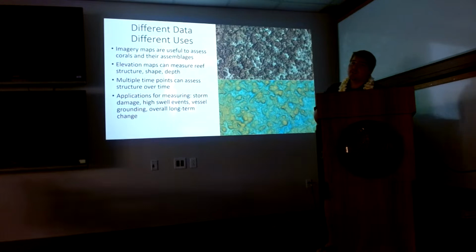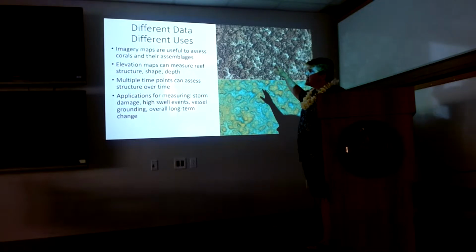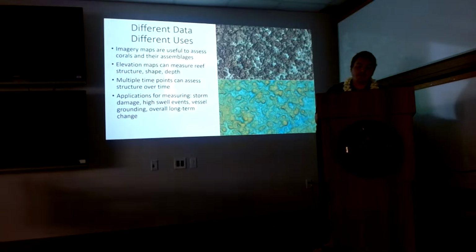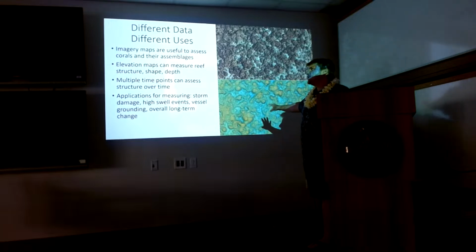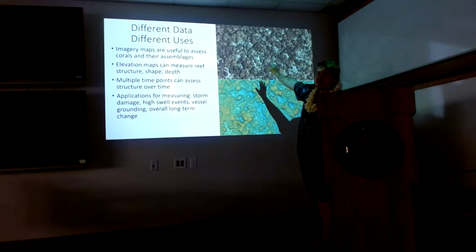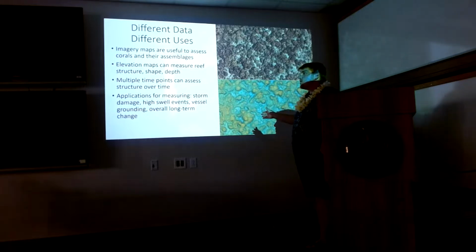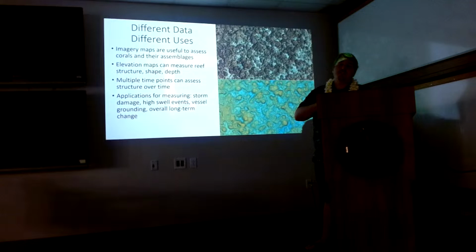So different types of data that we collect from this have different uses. Like I've been saying for the first part of this, mosaics are really good for looking at corals, their assemblages, where they are on reefs, and tracking things like coral cover. The elevation maps are really good for assessing structure. This elevation map corresponds to this mosaic on top of it. So we can track things like the coral structure, how much it grows from year to year, the shape, and the depth that it's at. And when we do this across multiple time points, we can assess the growth of an individual colony and then of thousands of colonies across time points.